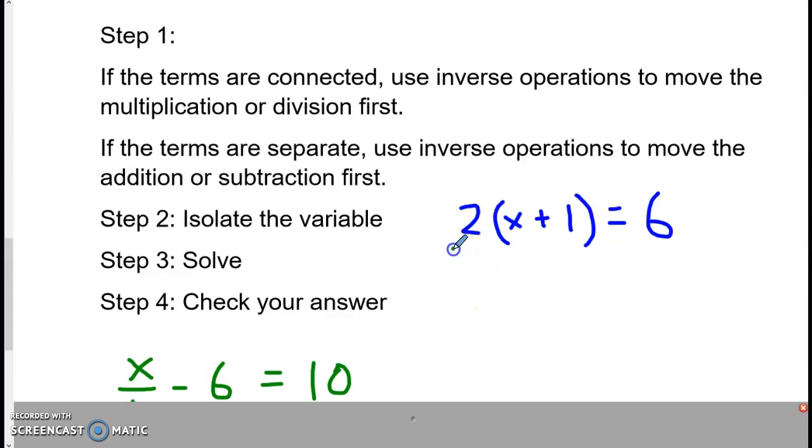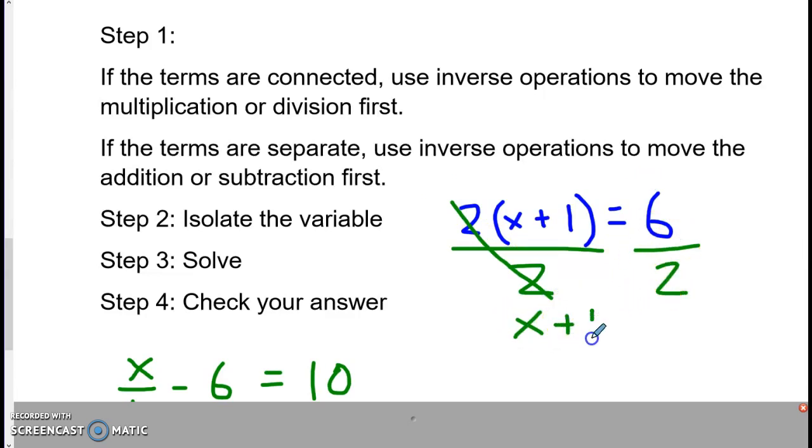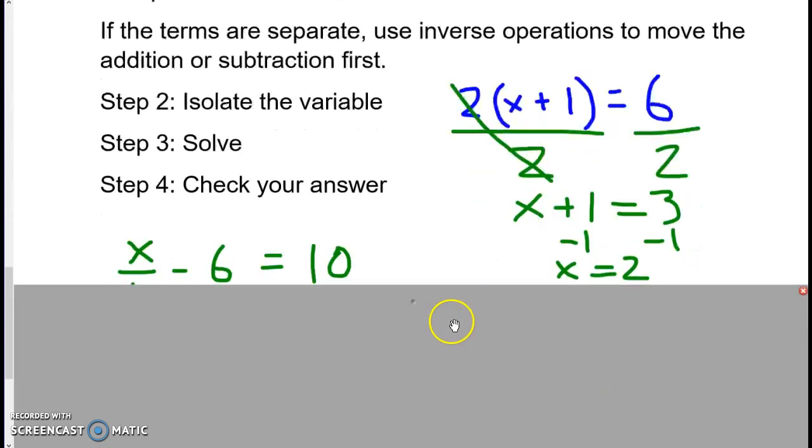Our first step is going to be divide by 2, cross, and then I'm left with x plus 1 equals 6 divided by 2, 3, right? And from there, it's real simple. Subtract 1 from each side. X equals 2.